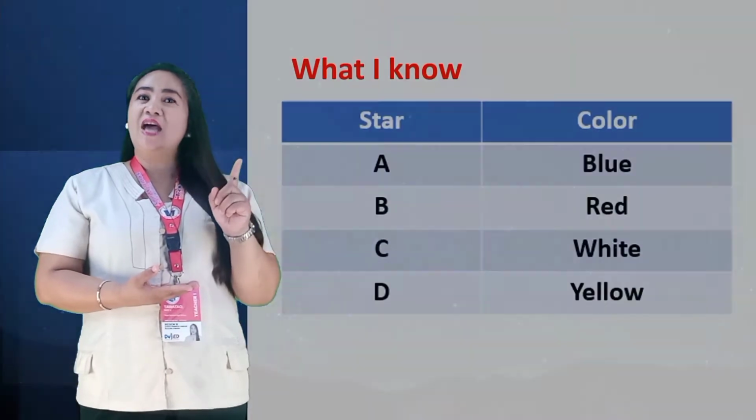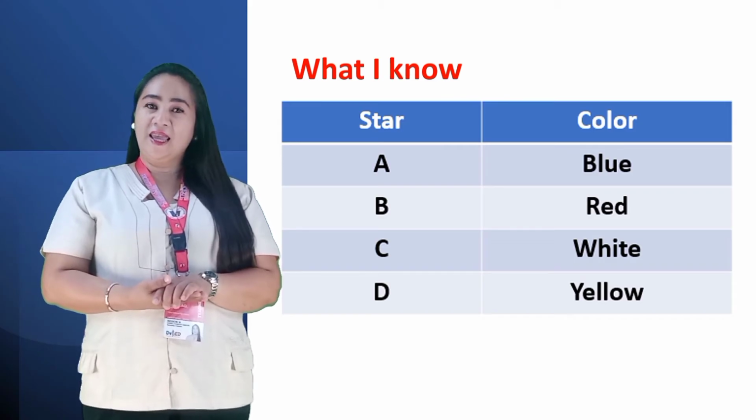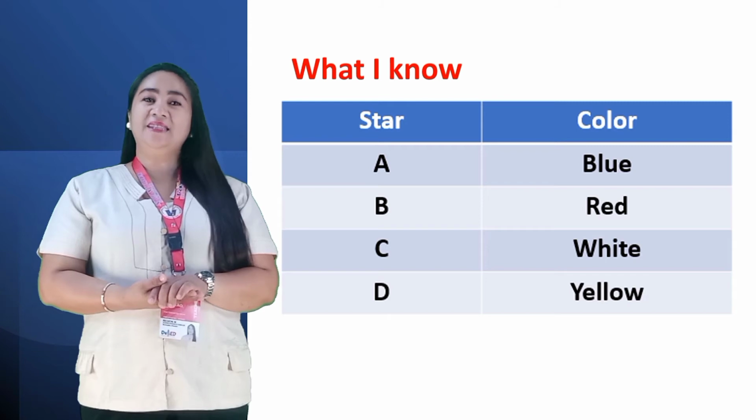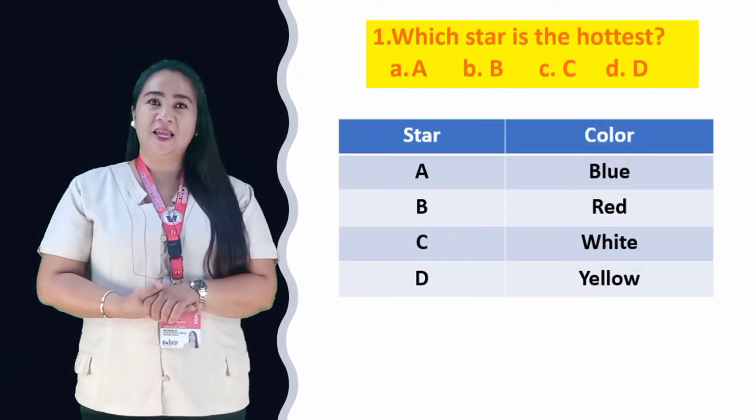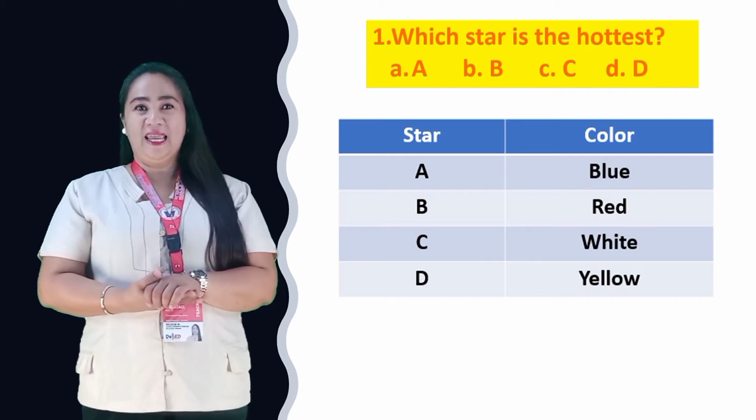Let us check your prior knowledge about constellation. I am going to read statements or questions and choose the letter of the best answer. Write your answers in your activity notebook or on a separate sheet of paper. For numbers 1 to 3, use the table below that presents information about stars A, B, C, and D. Number 1. Which star is the hottest? Letter A, B, C, or D?